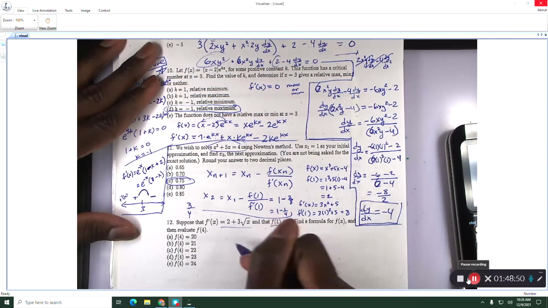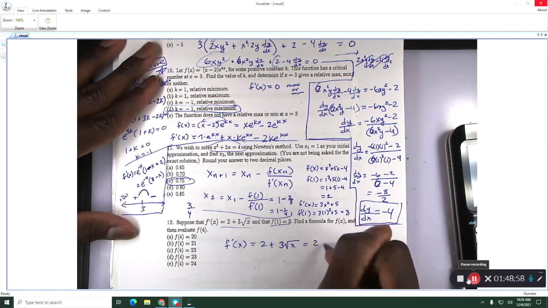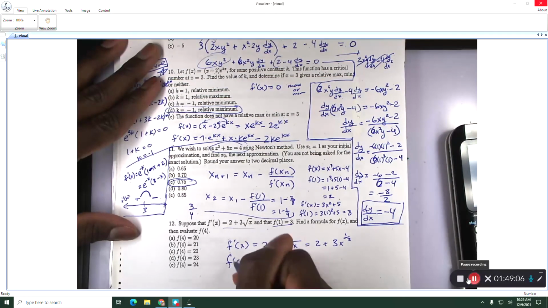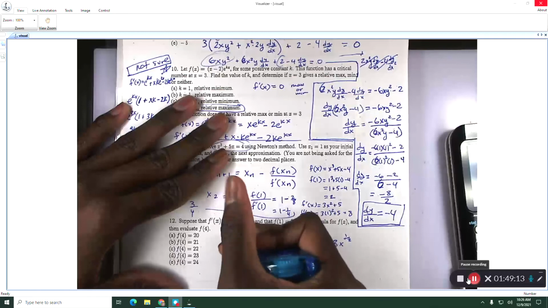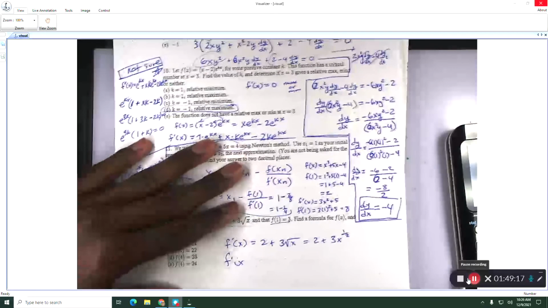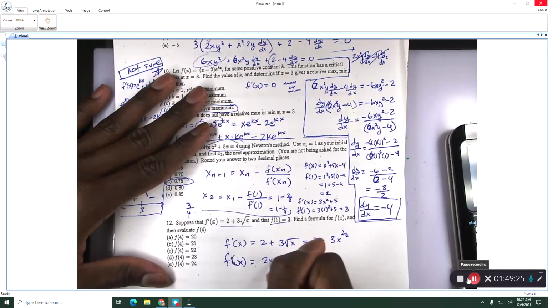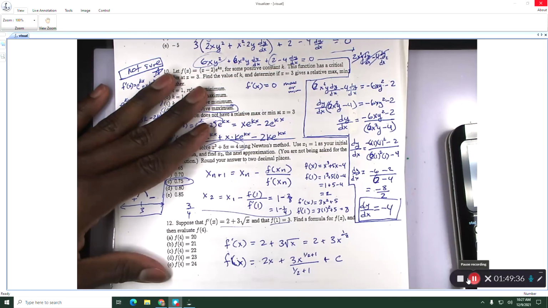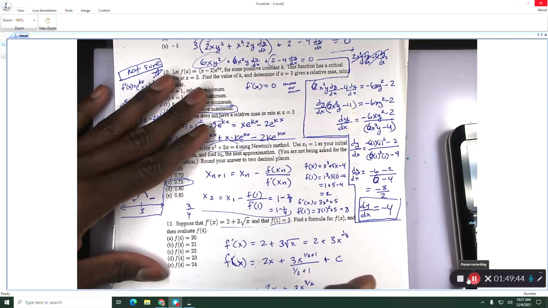So we want to find the antiderivative. f'(x) is equal to 2 plus 3 times the square root of x, and I'm going to rewrite this as 2 plus 3 times x to the 1 half power. For f(x), the antiderivative of that, we're going to get 2x plus 3 times x to the 1 half plus 1 over 1 half plus 1. Okay, and then we can't forget our c, our constant. We clean this up, we get 2x plus 3 times x to the 3 over 2, over 3 over 2, plus c.